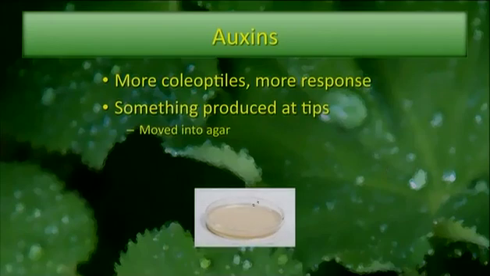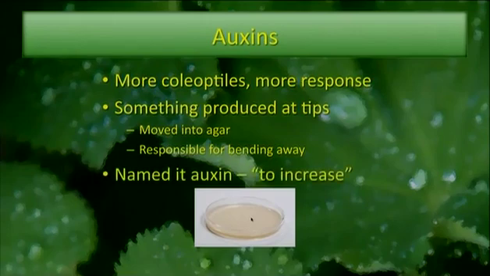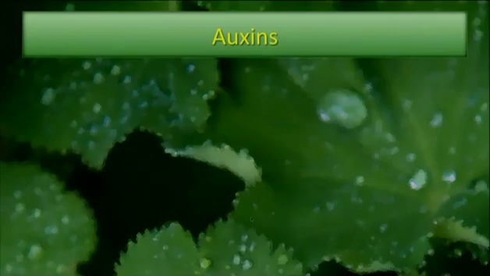So here's a little look at agar in a petri dish. It's like a little jelly. I think Japanese people use agar to make kanten, like for New Year's time and ryokan. Anyway, it moved into agar, and it was responsible for the bending of the coleoptiles away from where the little square of agar was placed. So somebody finally named it auxin, because they suspected that it was linked to plant growth. Auxin means to increase. So auxins were the first plant hormones discovered.